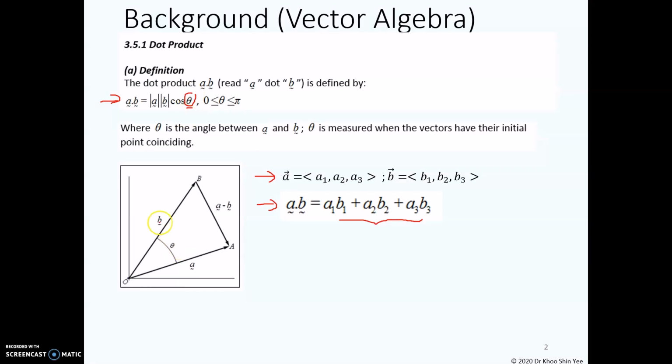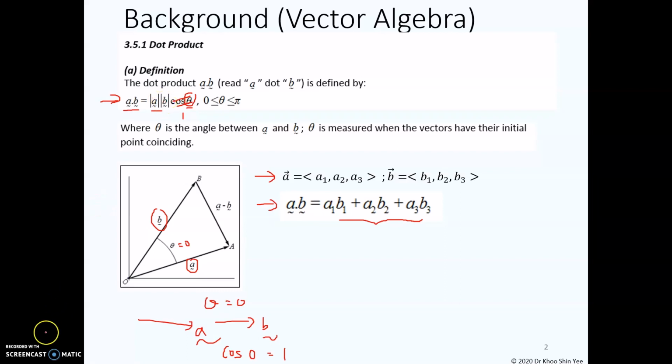If the angle between two vectors is 0, so in this case, your vector B and vector A are in the same line. Therefore, their angle is 0. If the angle is 0, cos 0 will give you 1. So in this case, your cos 0 will be equal to 1 here. Therefore, the dot product between vector A and B is equal to the magnitude of vector A multiplied with the magnitude of vector B.